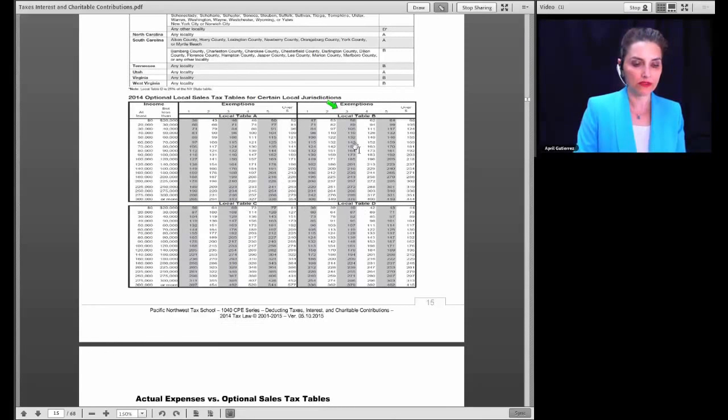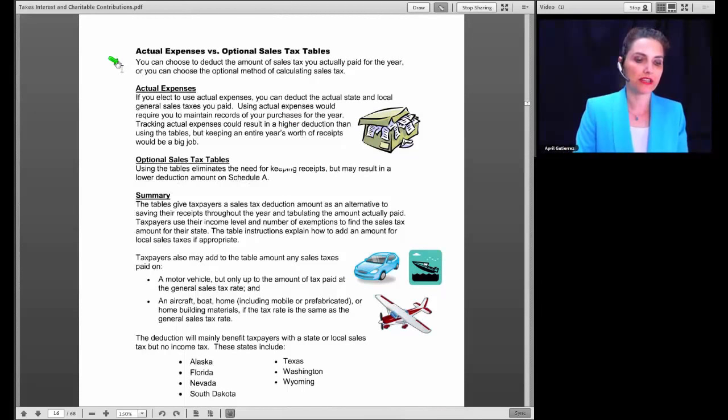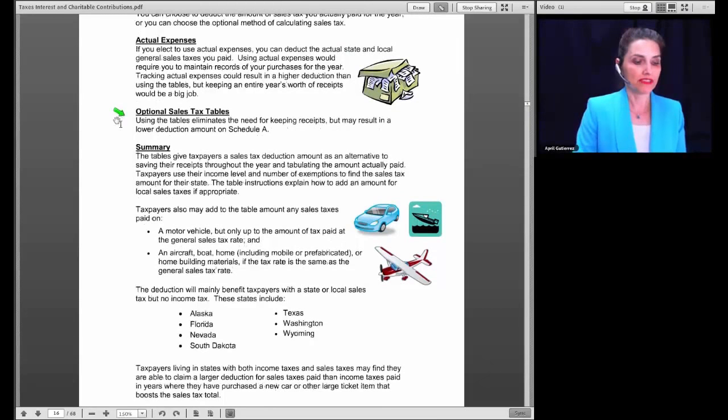Actual expenses versus the optional sales tax tables. You can choose to deduct the amount of sales tax you actually paid for the year, or you can choose the optional method for calculating sales tax. As you can imagine, the actual method is going to be messy, tracking all of the receipts. You'd probably have to do an Excel spreadsheet to add it all up. Your receipts probably fade. You probably lose them. Sounds like a nightmare to me. So the optional sales tax tables are obviously the way most people are working.